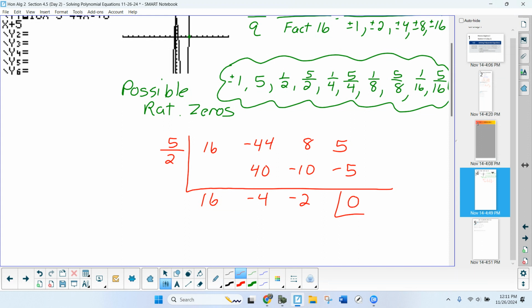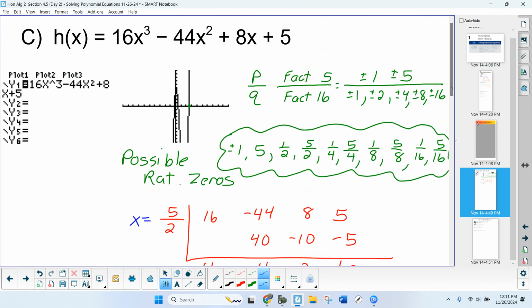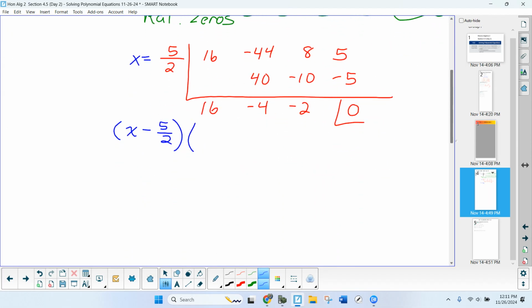Yes. Okay, so now I'm going to factor this, and I'm going to write this as the factor what? Remember, this was x equals, so this is the factor x minus 5 halves. And then since I started with x to the third, this is going to be 16x squared minus 4x minus 2.